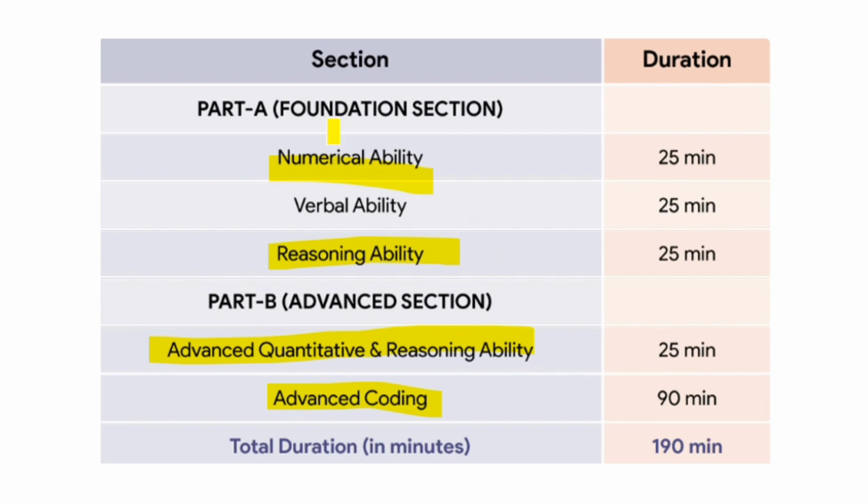Coming to the numerical ability questions, you will have questions based on percentages, profit and loss, time and work, time, speed and distance, and ratio and proportion. Likewise, in verbal ability, you will have synonyms, like choose the synonym of the word rapid, and also antonyms, sentence correction, reading comprehension, and fill in the blank questions.